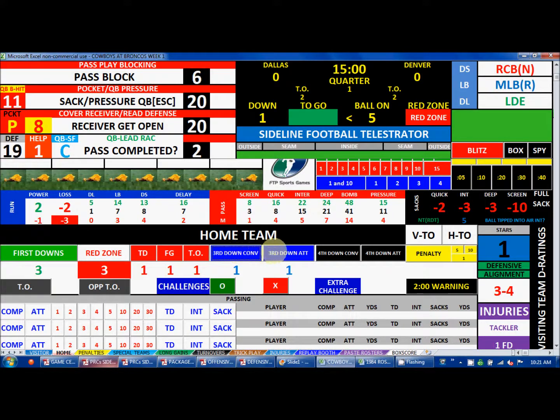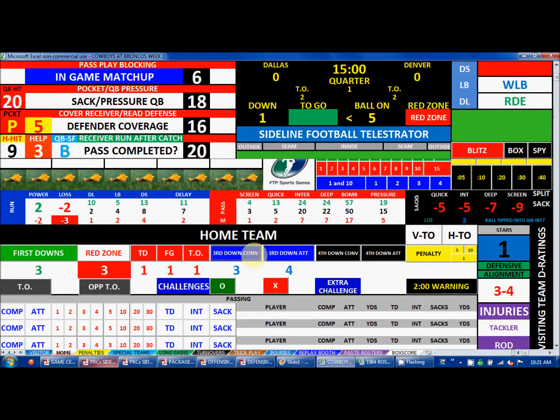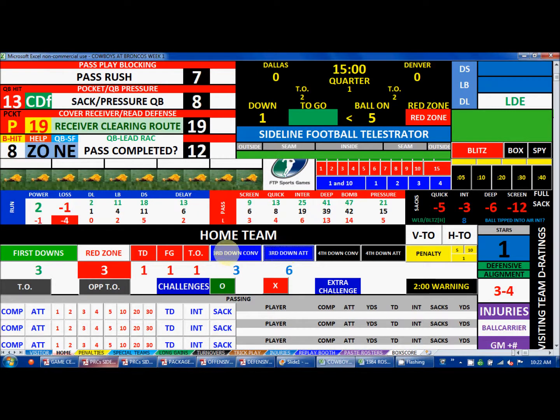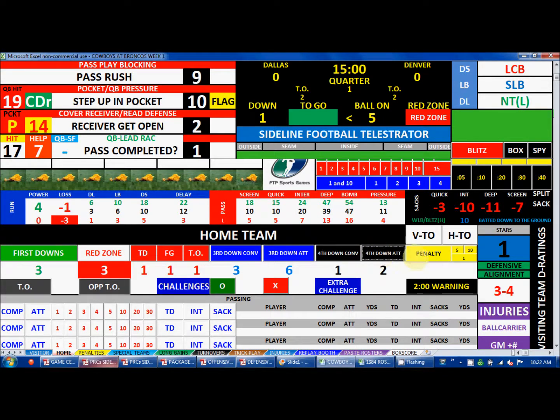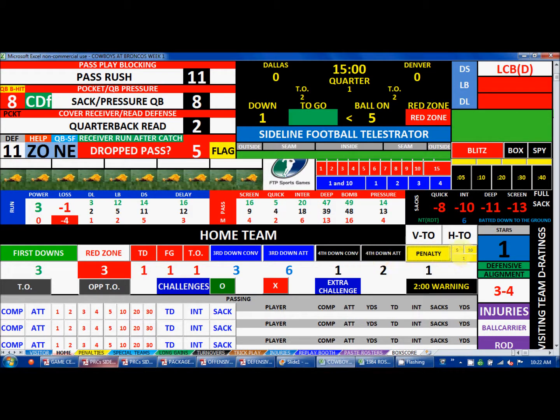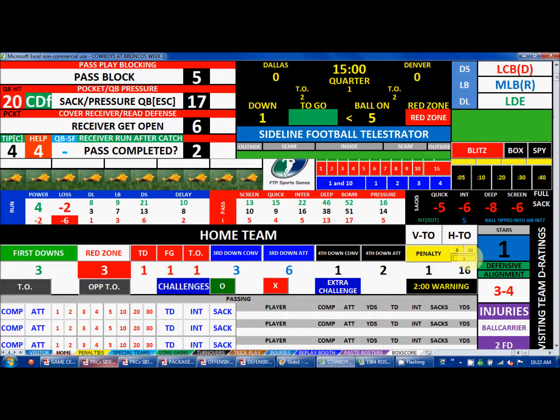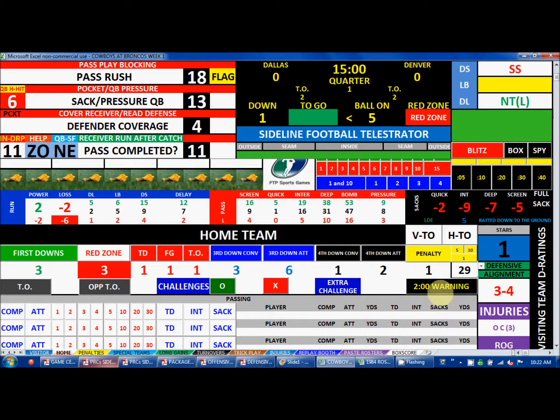Third down conversions. Maybe they make a couple, don't get a couple. Now they're 3 for 6 on third down. Fourth down conversions and attempts. Penalties. You can choose yardage, or it has an actual drop-down menu, and you can do that easily.